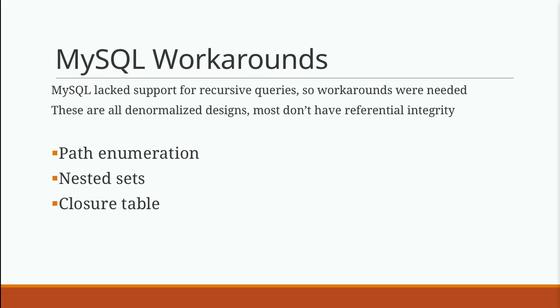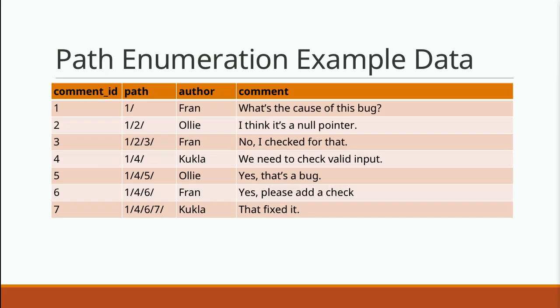Workarounds for MySQL that we had to cope with for many years because of the lack of native recursive queries included various creative ways of storing the threads and the relationships between those referencing children and parent relationships to support our ability to query the whole tree at one time when we needed to. And they come by a few different names: path enumeration, nested sets, closure table. Let me give you some examples of these.